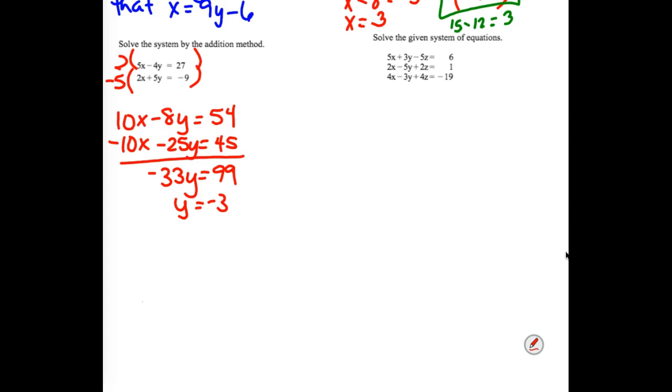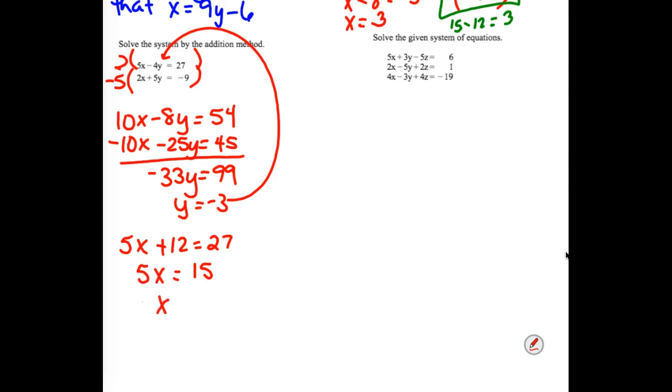Okay. Plugging negative 3 back in, I can use either equation. I'll plug it in the top one. That leaves me 5x plus 12 equals 27. Subtract the 12 over and divide. So the ordered pair answer would be 3, negative 3.